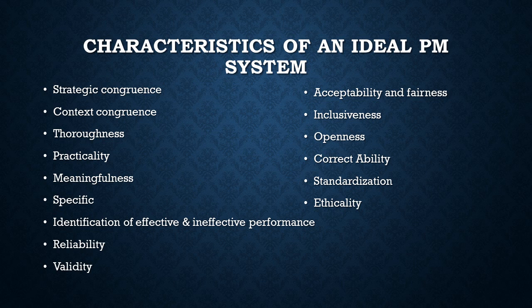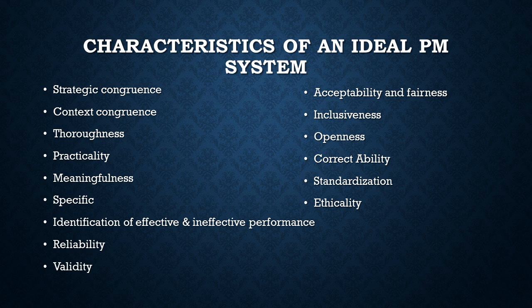Specific. Provide detailed and concrete guidance to employees about what is expected of them and how they can meet these expectations. Identification of effective and ineffective performance. Systems should allow for distinguishing between effective and ineffective behaviors and results, also allowing for the identification of employees displaying various levels of performance effectiveness. Reliability. A good system should include measures of performance that are consistent and free of error. Validity. The measures include all relevant performance facets and do not include irrelevant performance facets.